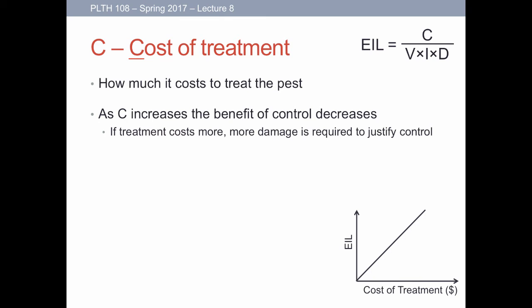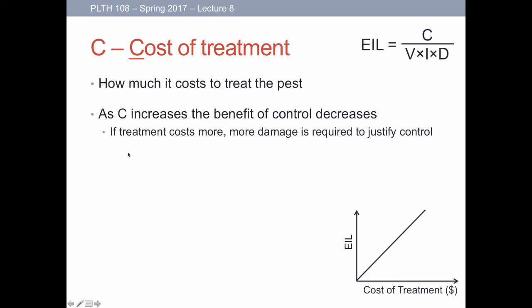So essentially, as C increases, the benefit of that control decreases. If all of a sudden we have to go from paying $10 an acre to treat a pest to going to $20 an acre, by treating early before we hit that economic threshold, we're losing more money because we're spending twice as much per acre to do that treatment.